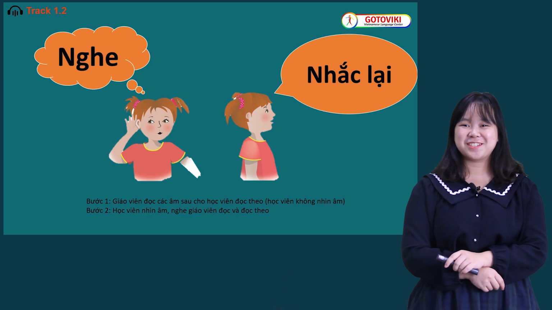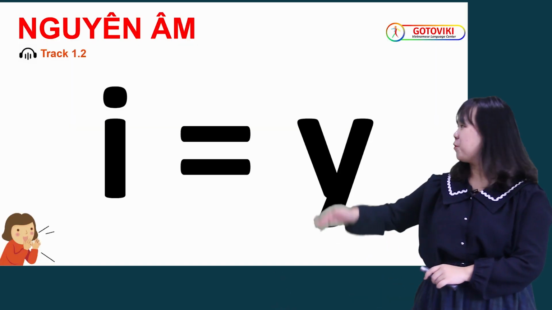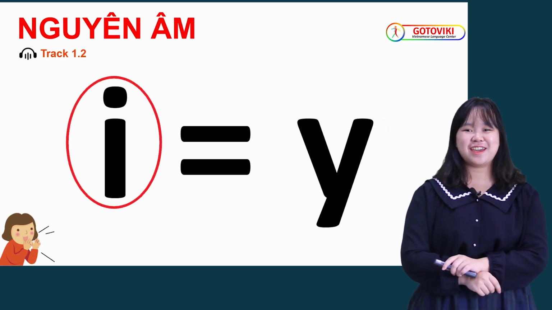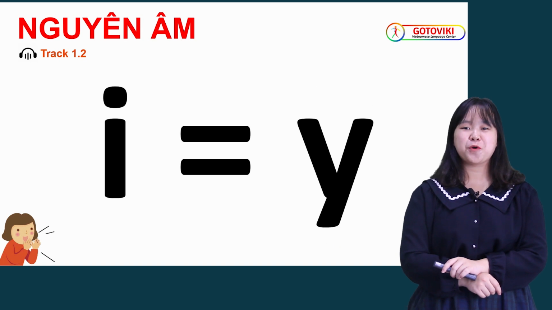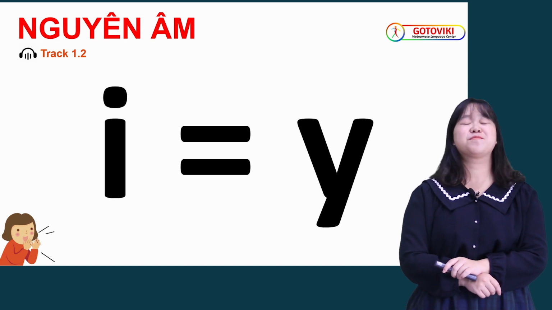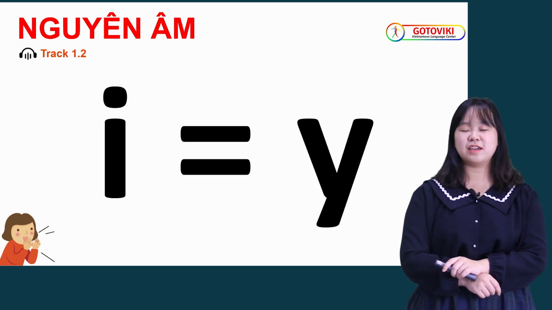Okay, now let's take a look and practice the pronunciation of each of them with me. First, we have E. There are 2 letters, E ngắn and E dài, which are both pronounced as E. And they are only different when combined with other sounds. Okay, let's practice. E, E, E.